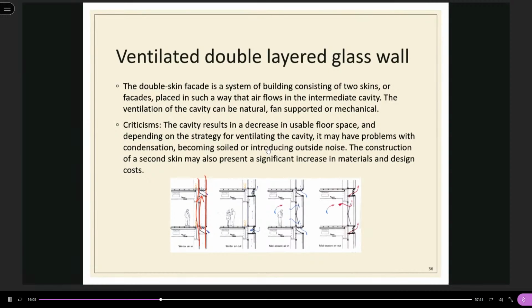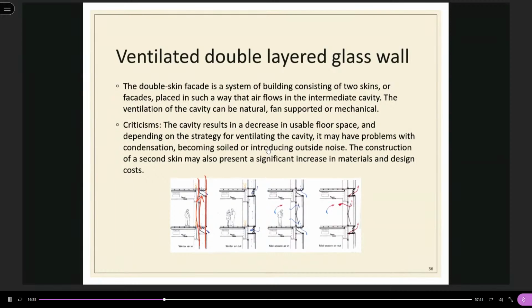So the outside sunlight may heat up the air inside the cavity, and naturally or maybe mechanically the air can flow away, so that the air being heated by the sunlight can be extracted away from the cavity. So it can reduce the heat gain to the interior.